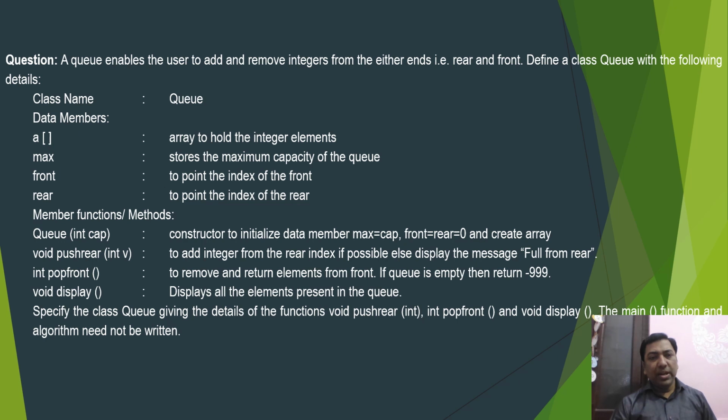Void push, with parameter int v, to add integers from the rear index if possible, else display the message full from rear. Void display displays all the elements present in the queue. So let us design the program.